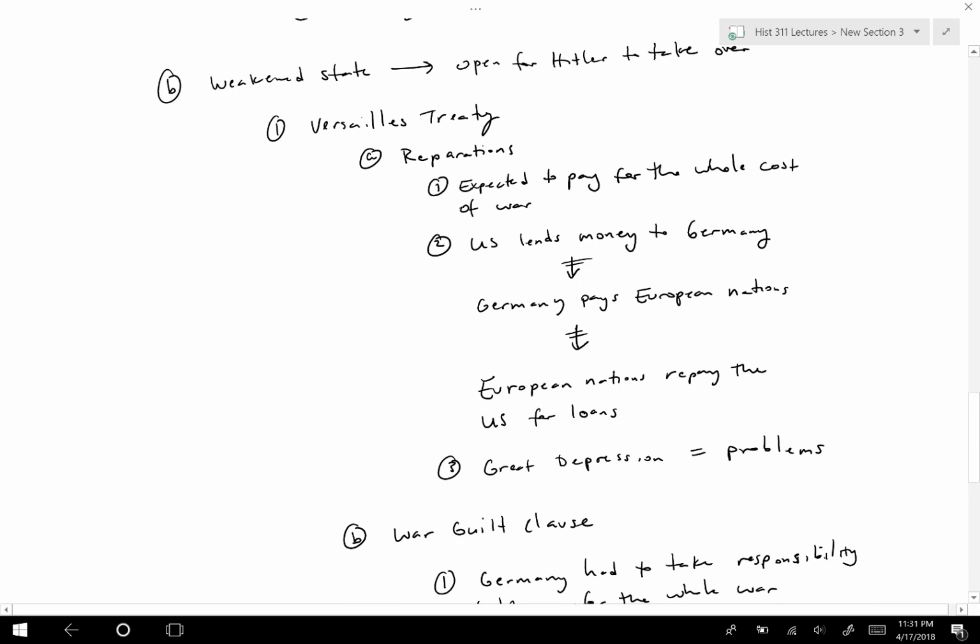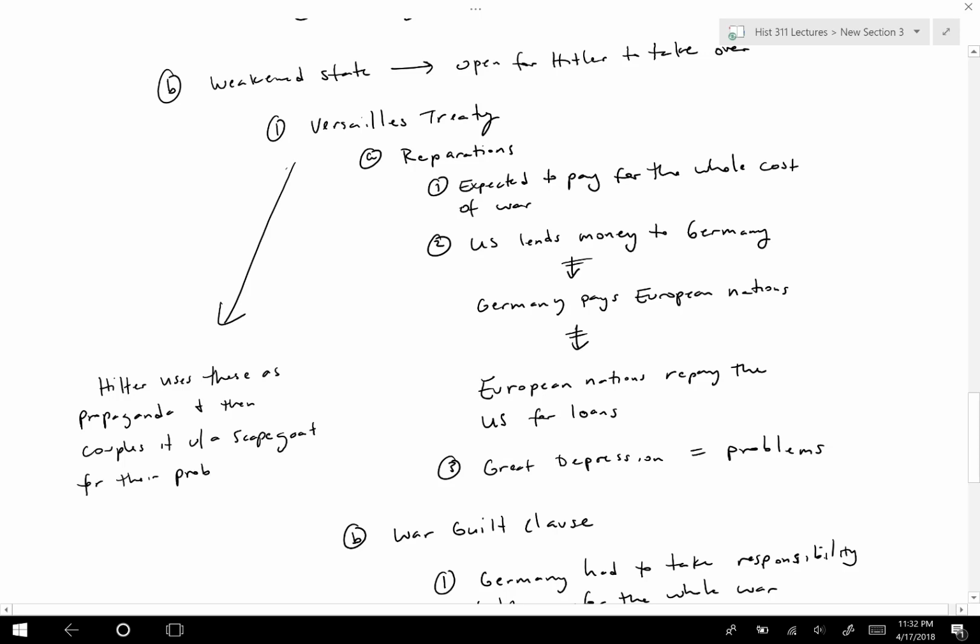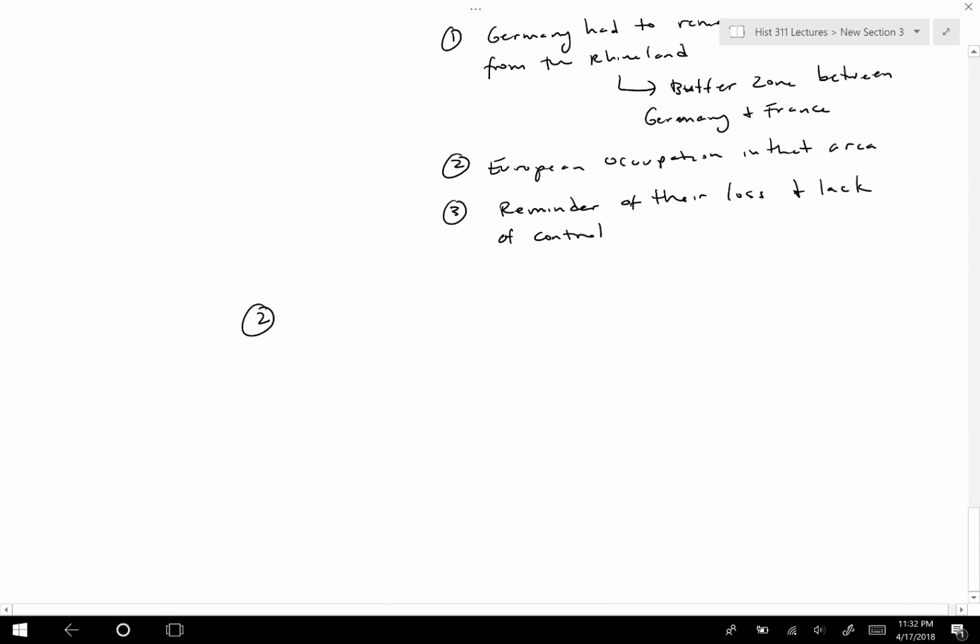So from these main components, we'll put it here, Hitler uses these as propaganda, and then couples it with a scapegoat for their problems. Which, of course, was the Jews. And so we'll get back to that. We'll definitely talk more about that.